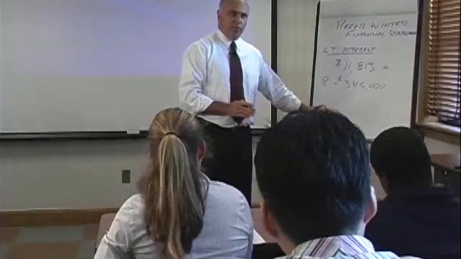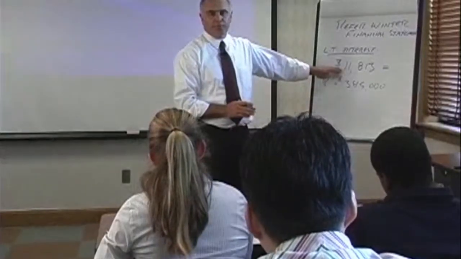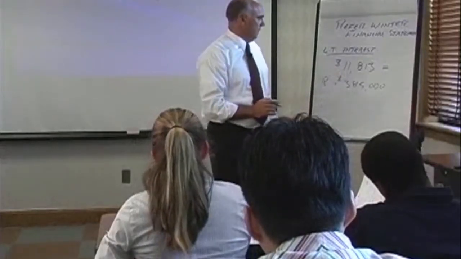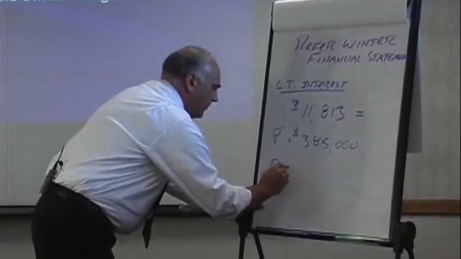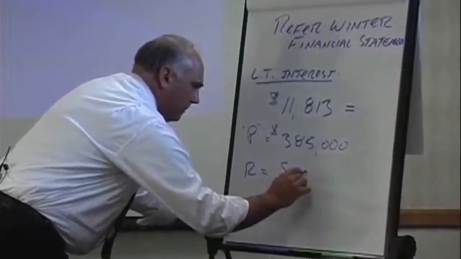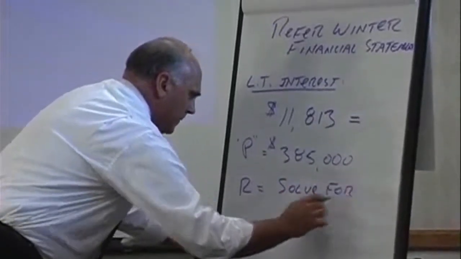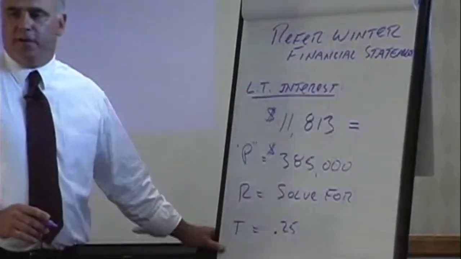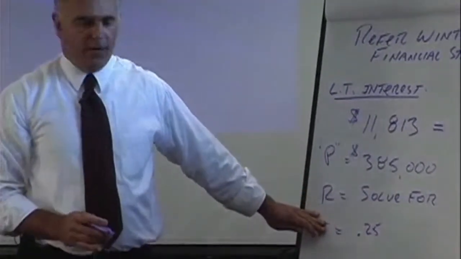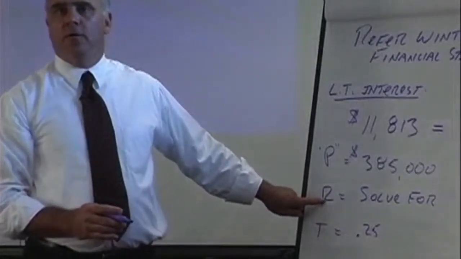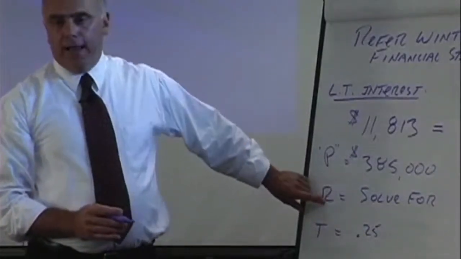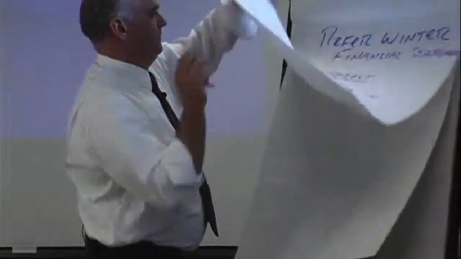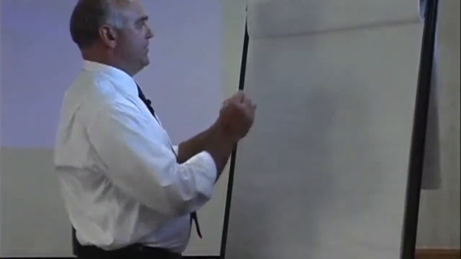Over 91 days, interest accrued at a rate that we're going to determine that resulted in a total long-term interest payment of $11,813. So R is going to be the variable that we're trying to solve for. And we know that T equals 0.25 because the financial statements are being constructed on a quarterly basis. Interest rates, again, are always reflected on an annual basis. So we can proceed with the calculation. Simple algebra.